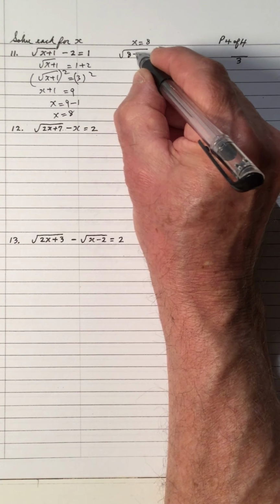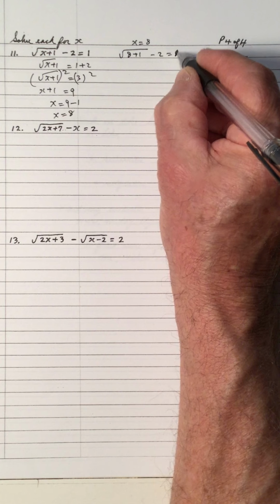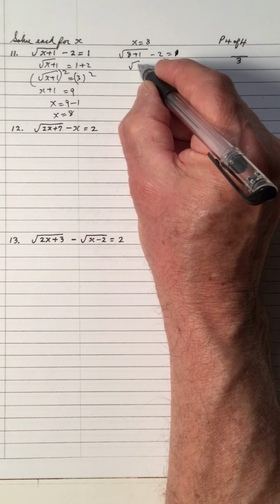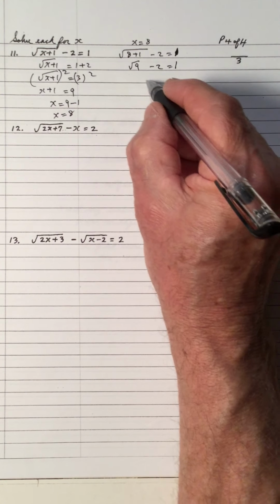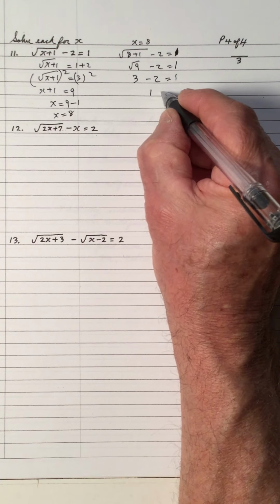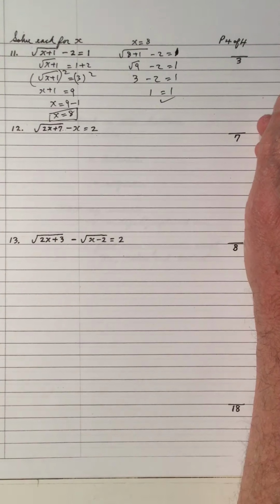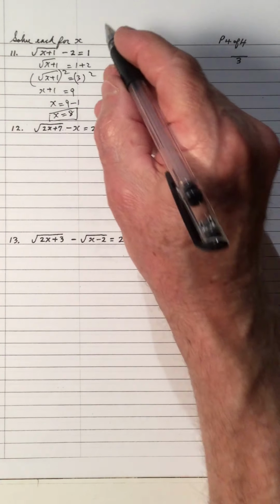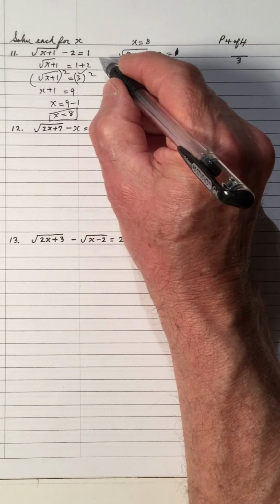So 8 plus 1 minus 2 equals 1. So that's the square root of 9 minus 2 equals 1. Square root of 9 is 3, minus 2 equals 1. So 1 equals 1, correct? So that's your solution. So if you have this equation right here, you give yourself a mark.